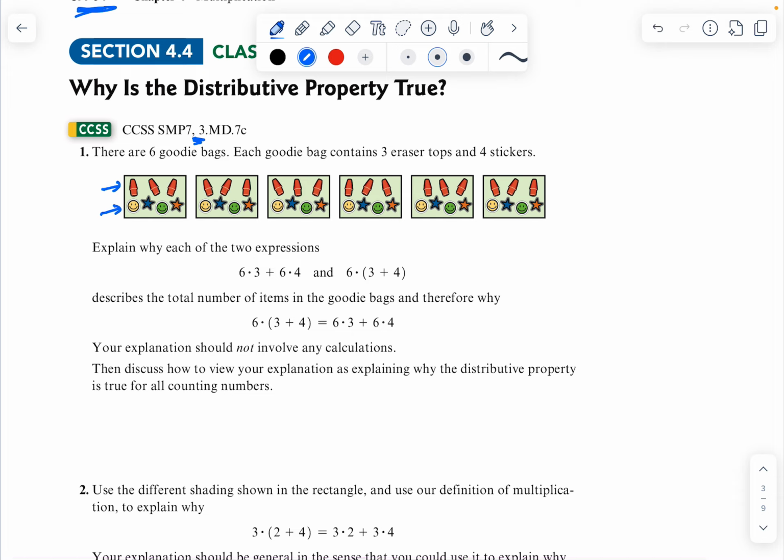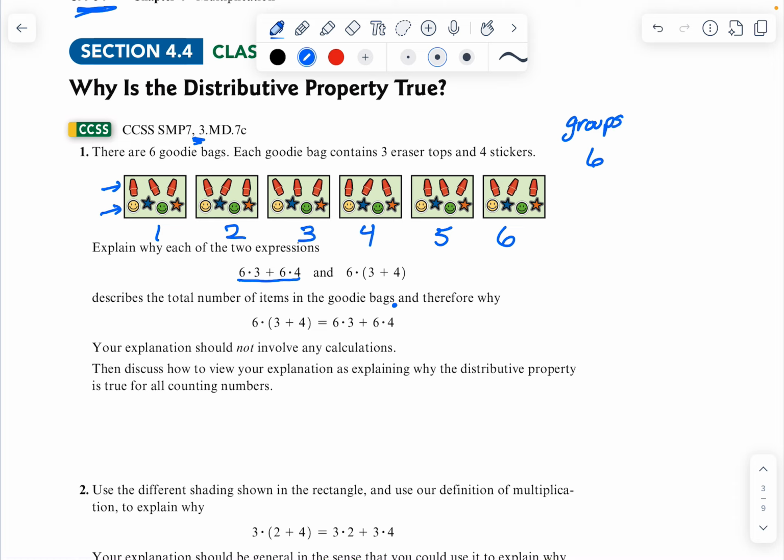And so it says, explain why each of the 2 expressions, 6 times 3 plus 6 times 4, and 6 times 3 plus 4, must describe the total number of items in the goodie bags. Right, so I'm going to stop at that first bit. So how do I view this as 6 times 3 plus 6 times 4? Well, I have 1, 2, 3, 4, 5, 6 of these goodie bags, right? So that's my grouping. So I know that I have 6 groups.